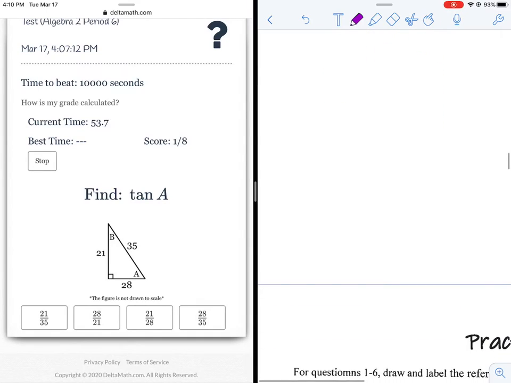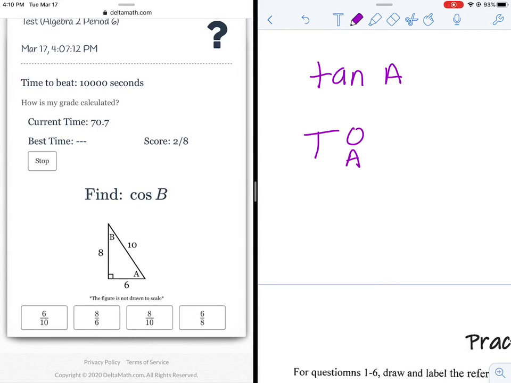Now I'm trying to find tangent of A. I know tangent is opposite over adjacent. And again, always write out that phrase SOHCAHTOA to help you. Again, I'm using angle A for this one. So my opposite is 21. My adjacent is 28. So I'm going to hit 21 over 28, and it brings me right to the next one.